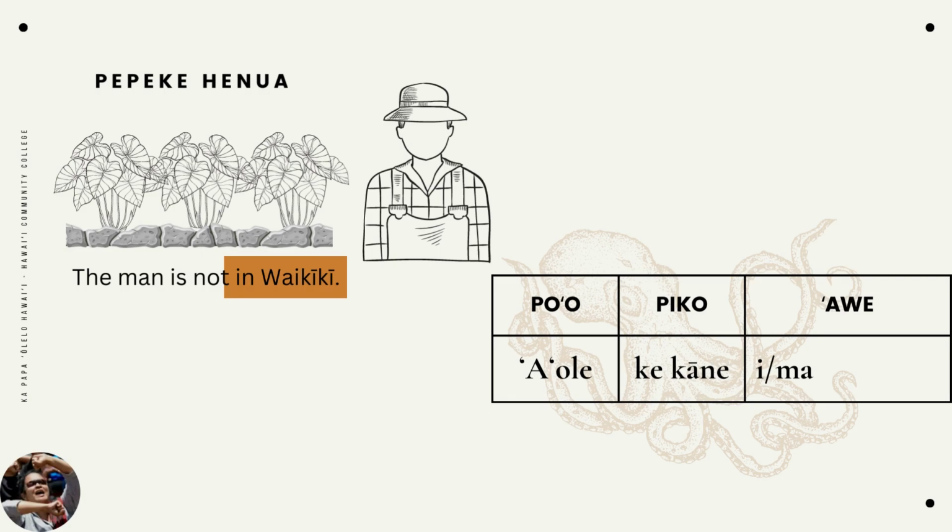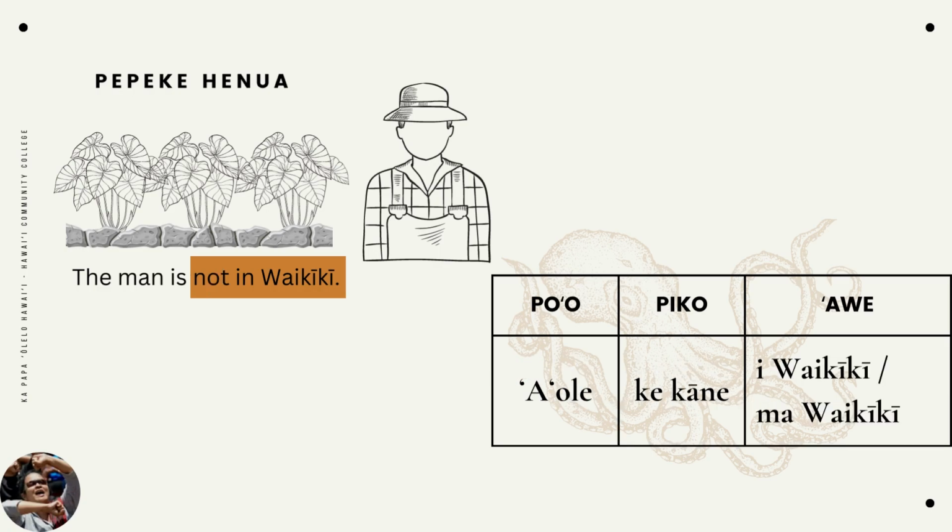In the phrase in Waikiki, the ave is the word in, which translates as e or ma. Remember, there is no difference between e or ma. It is used interchangeably. Now all we have to do is insert Waikiki. A'oia, the man is not in Waikiki. ʻAʻole ke kane e Waikiki. ʻAʻole ke kane ma Waikiki.